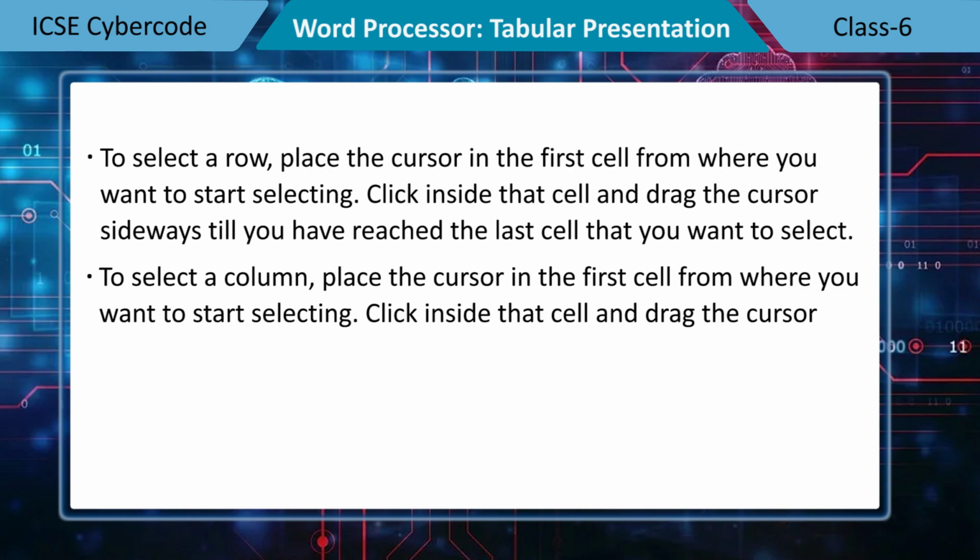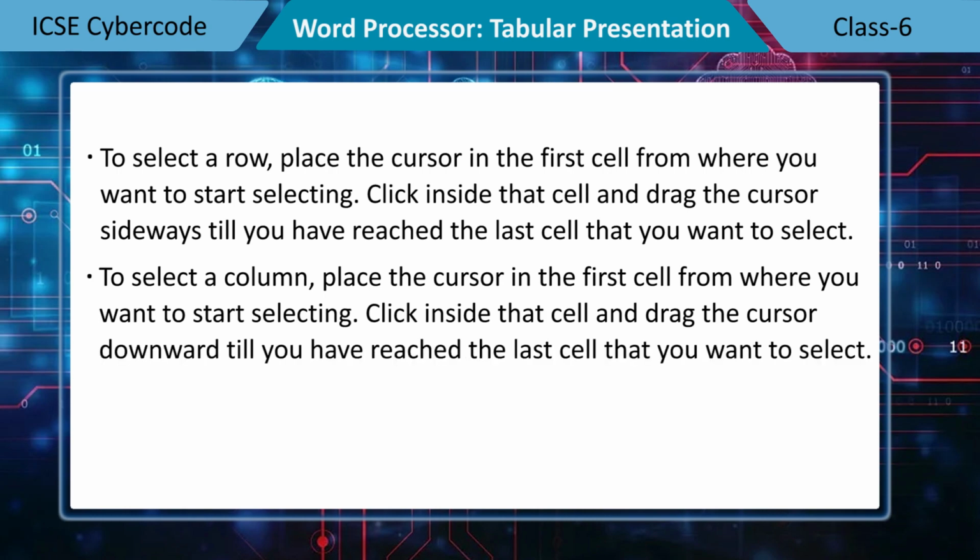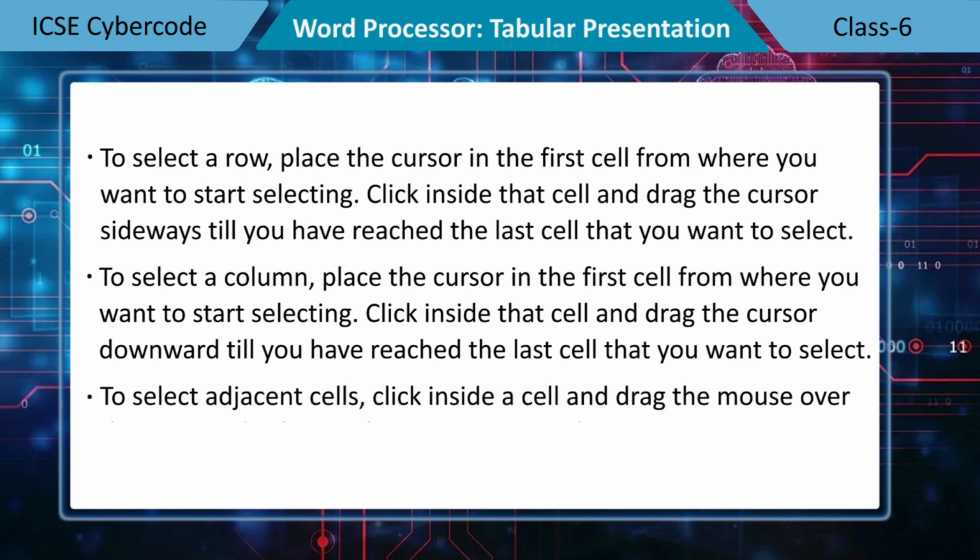Click inside that cell and drag the cursor downward till you have reached the last cell that you want to select. To select adjacent cells, click inside a cell and drag the mouse over the rows and columns that you want to select.